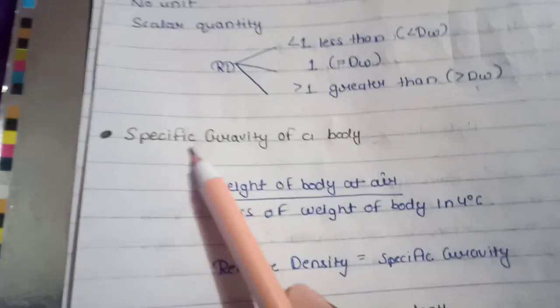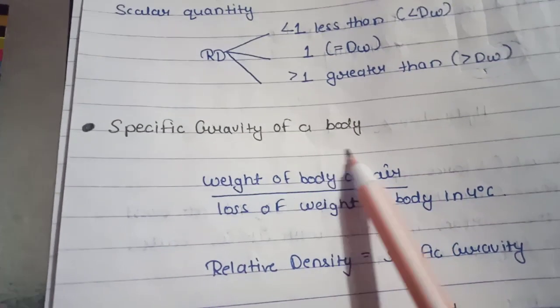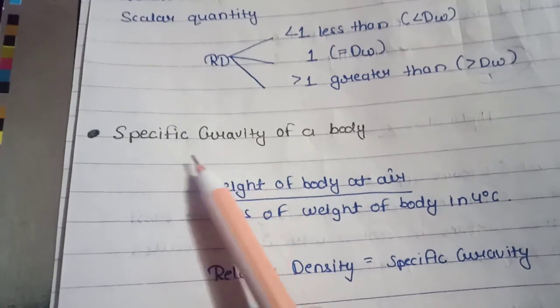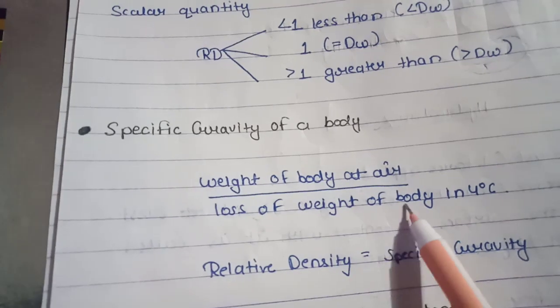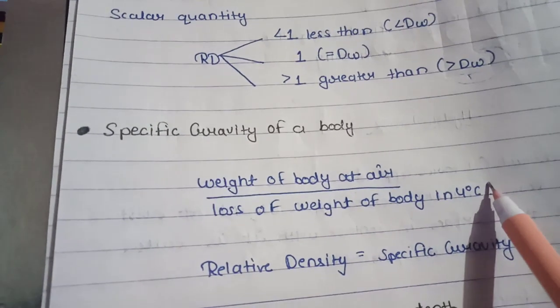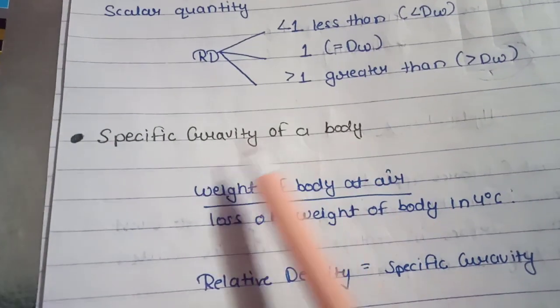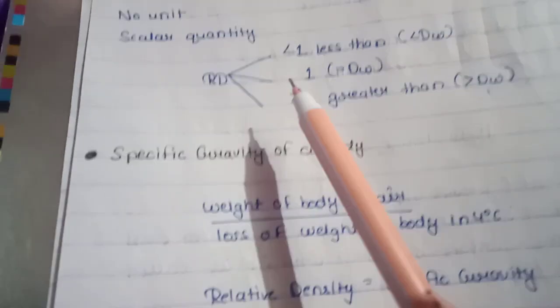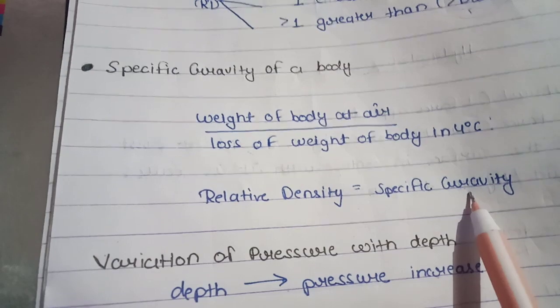Next, the important thing, that is specific gravity of a liquid or a body. The formula of the specific gravity is weight of the body in air upon loss of weight of the body in water at 4 degrees Celsius. And the very important thing is that the specific gravity and relative density are always equal. That's the important thing we will learn in this chapter.